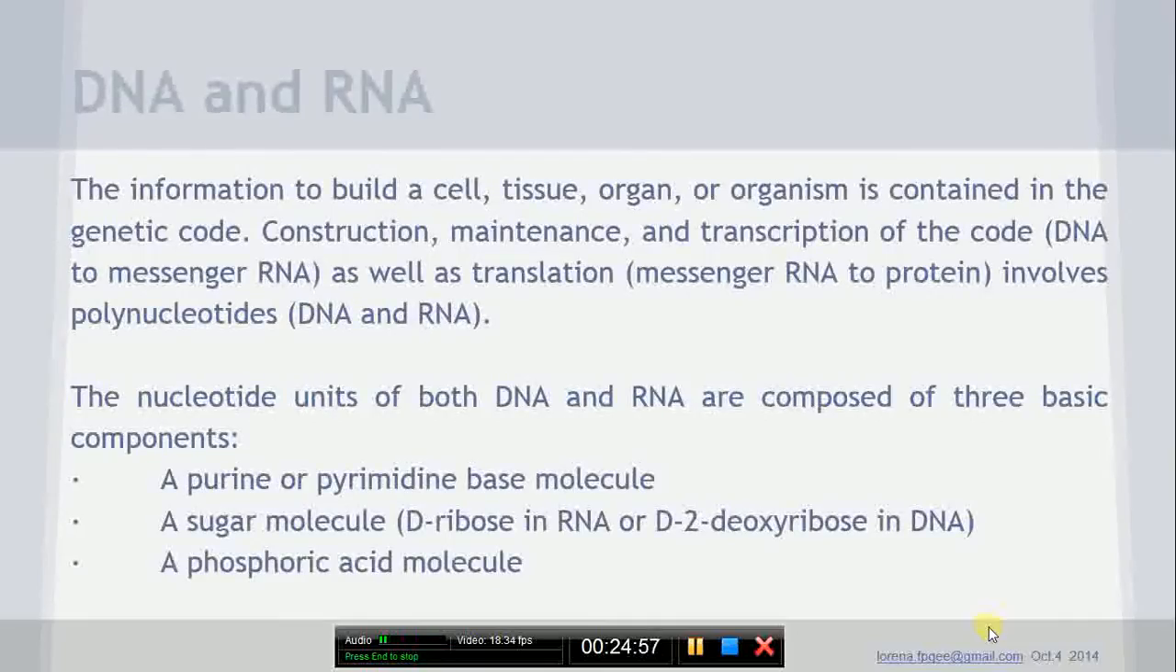DNA and RNA. The information to build a cell, tissue, organ, or living organism is contained in the genetic code. Construction, maintenance, and transcription of the code, DNA to messenger RNA, as well as translation, messenger RNA to protein, involves polynucleotides, DNA and RNA. The nucleotide units of both DNA and RNA are composed of three basic components: a purine or pyrimidine base molecule, a sugar molecule, D-ribose in RNA or D-2-deoxyribose in DNA, and a phosphoric acid molecule. Figure 5-4 shows the chemical structure of the DNA and RNA nucleotide bases.